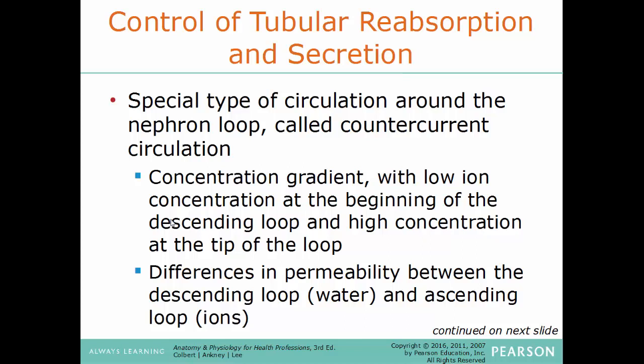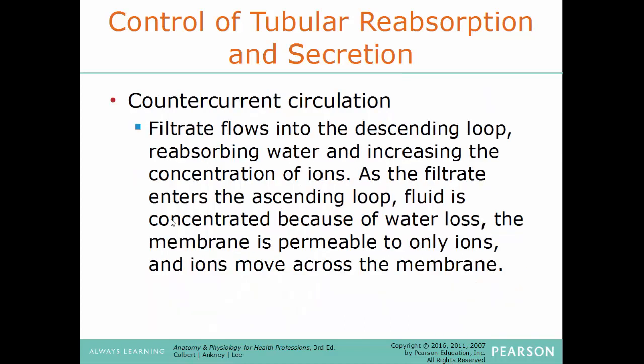And adding to this, the differences in permeability between the descending limb and the ascending limb will affect water and also ions. So what you have here is the filtrate flowing into the descending loop, reabsorbing water and increasing the concentration of the ions. You get more and more concentrated as you get toward the bend of that loop. As the filtrate enters the ascending limb, fluid is very concentrated due to the water loss. And the membrane is permeable to only ions, and ions are pumped out across the membrane through active transport.